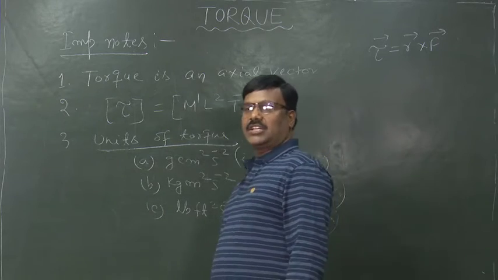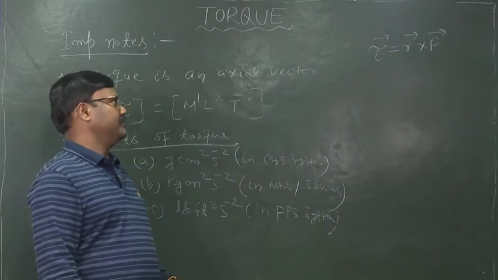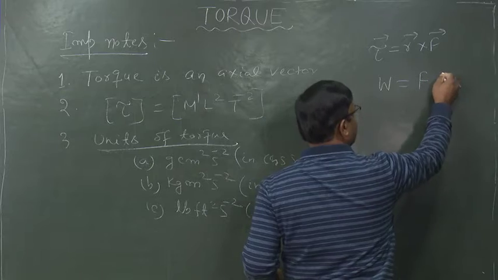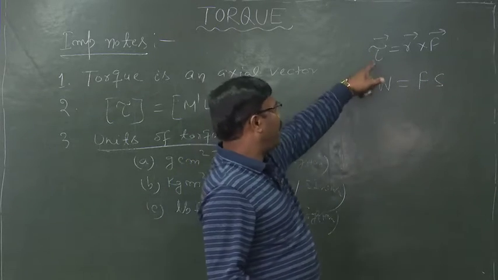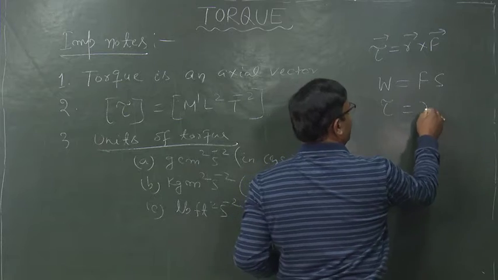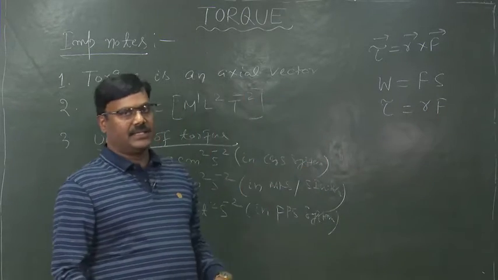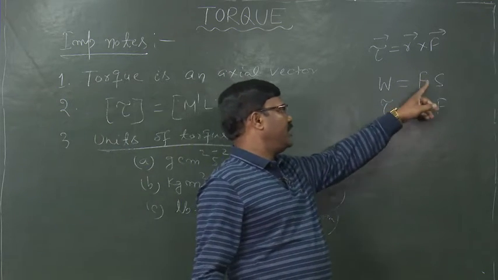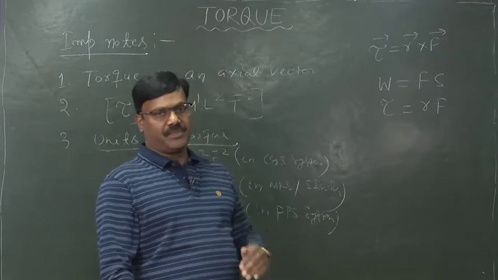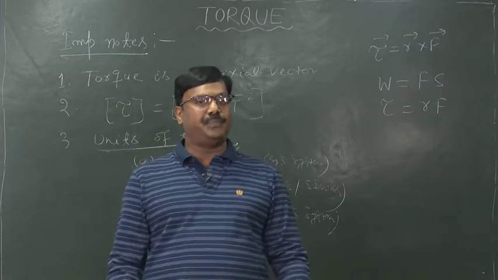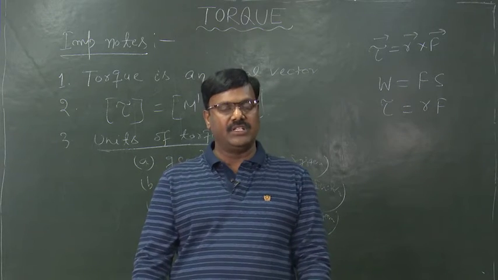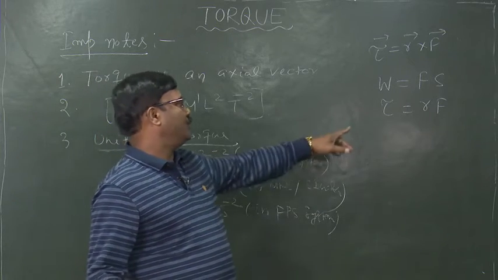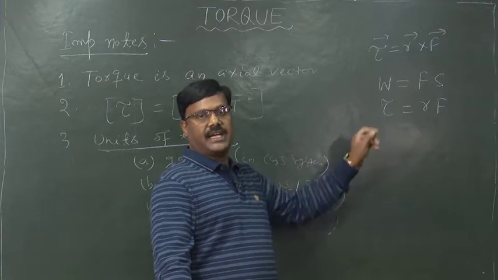Though work and torque have the same formula, that means work is the product of a force and a distance, and torque is also the product of force and distance, hence both quantities have the same SI unit, Newton into meter. But joule is a specially assigned SI unit of work and energy, and hence it cannot be applied to the unit of torque in SI.